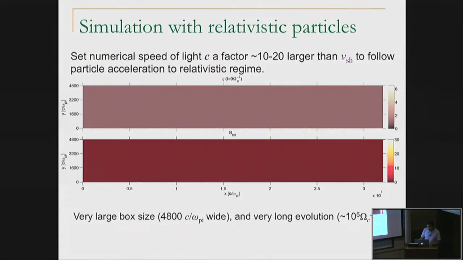One unique thing that we can do in this code is that we can follow the particle acceleration process all the way to a relativistic regime. And to do so, what we do is that we set the numerical speed of light to be about 20 times the shock speed. So that particles start being non-relativistic, and then as the acceleration proceeds, they reach relativistic velocities.